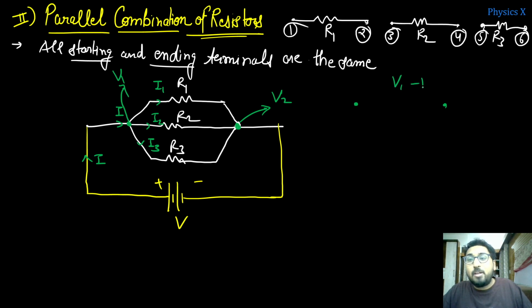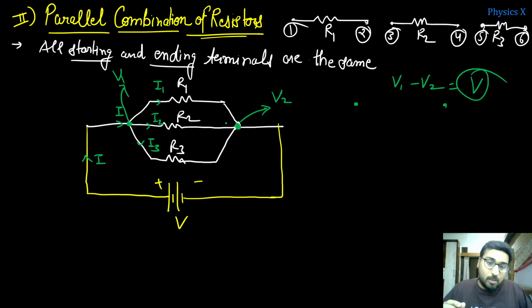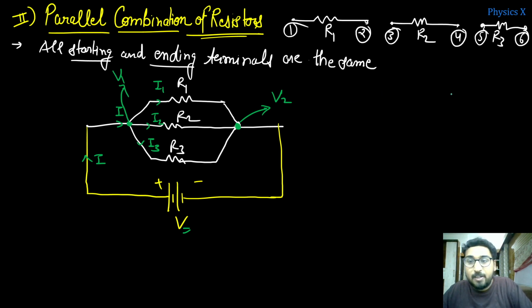So if I calculate V1 minus V2, it will result in V only, because these points are the same for all, and electric potential differs only if the points are different. If the points are the same, the potential is going to be the same. So if I find the electric potential difference everywhere, it will be V. This is the case in a parallel combination.